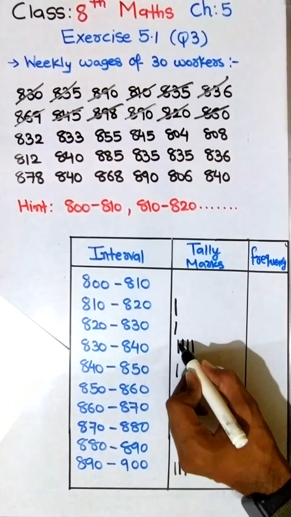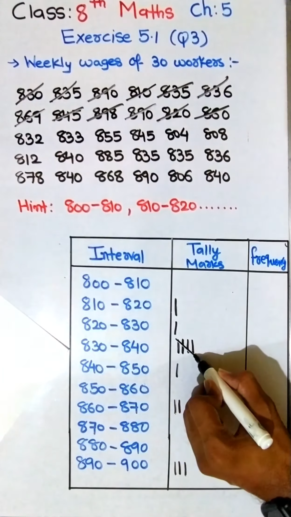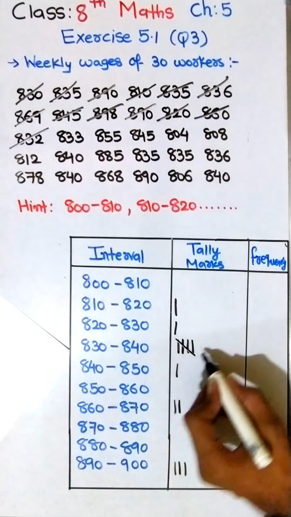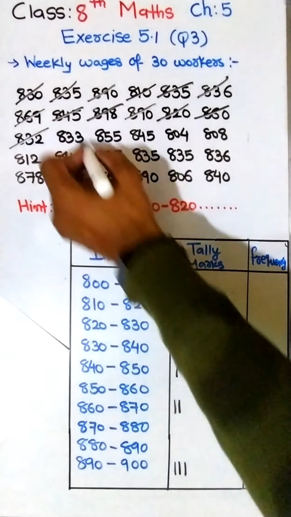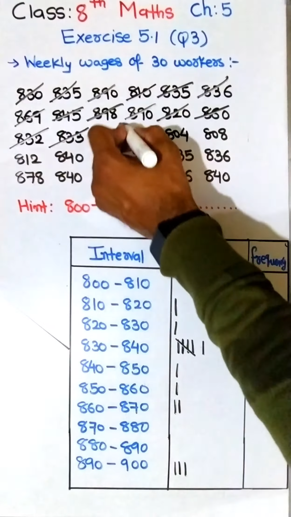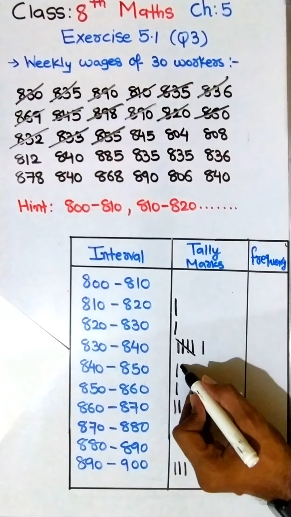832 lies over here. So what we are doing, we are making a bunch of 5. 833 also belongs over here only. 855 will go over here. 845 again over here.